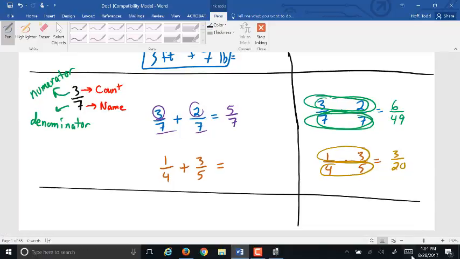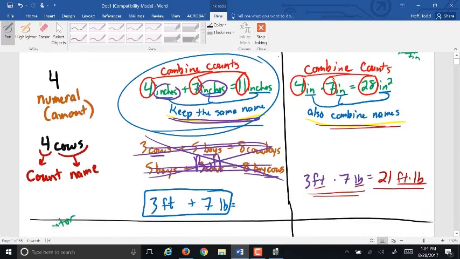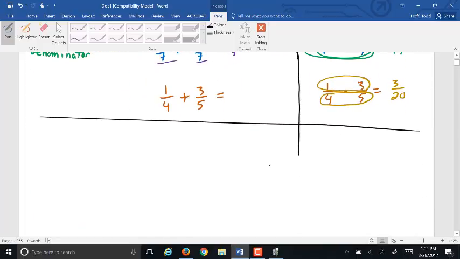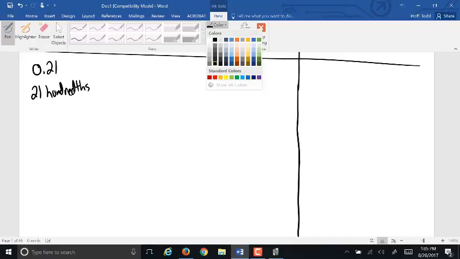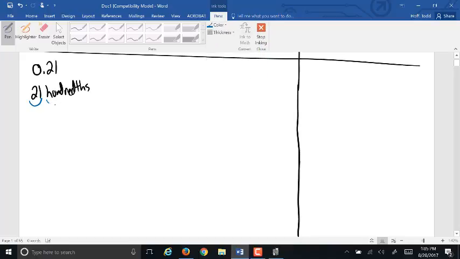If we look at decimals, like 0.21. Now, 0.21 is kind of slang. What's the formal way of pronouncing that number? 21 hundredths. And when you pronounce it that way, it's pretty obvious that there's a count and a name here. We have 21 of something, and that something is hundredths.